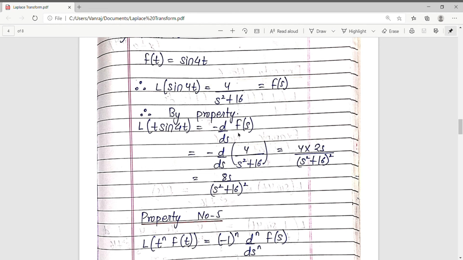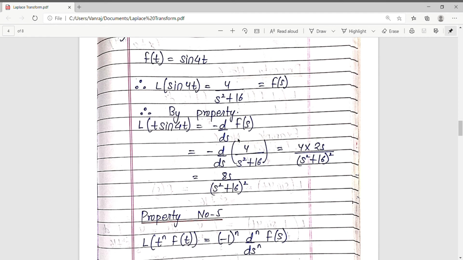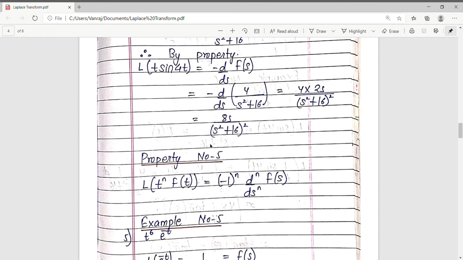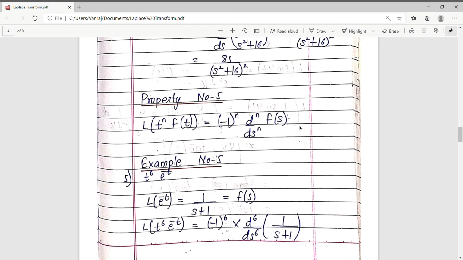Now we will see property number 5. Property number 5 says that if we have to find the Laplace transform of t raised to n into f(t), then it will be minus 1 raised to n into the nth derivative with respect to s of F(s). I am not able to pronounce this, so try to understand what I have written here. We will see this property with an example.